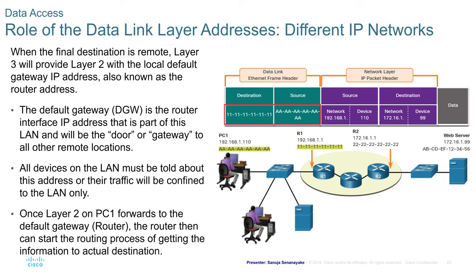Once the layer 2 on PC1 forwards to the default gateway, in other words, this particular PC sends that information to the default gateway right here, which is on this side of the router, the router then can start the routing process of getting the information to the actual destination. So for this PC, the default gateway is right here. This PC is connected to a switch, but its default gateway, or DGW, is right here, where this orange arrow is.